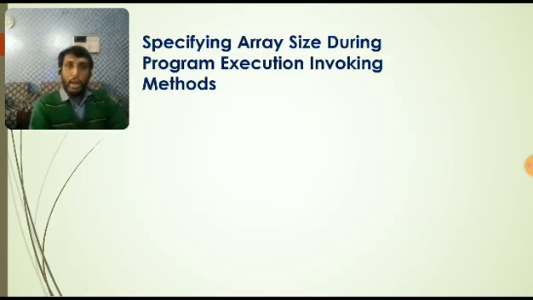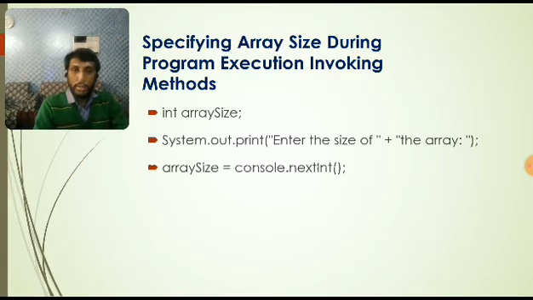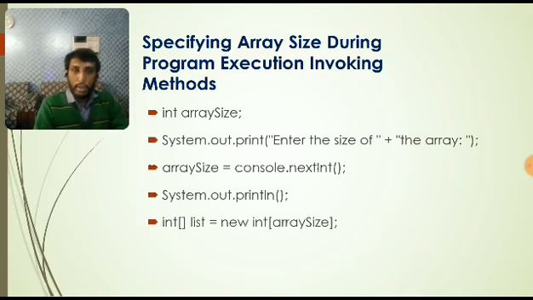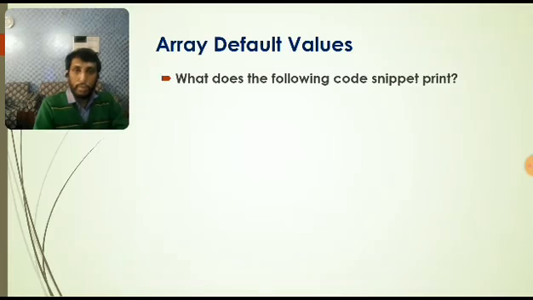Okay, specify array size during program execution, invoking methods. So let's look at int array size. So how is this working? Int array size, and then System.out.print, enter the size of the array. So like this structure, we are accepting array size with console.nextInt, System.out.println, and then int list = new int[array size]. So more will come. Just go to array default value.